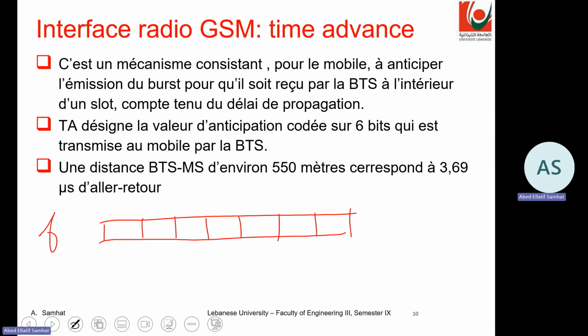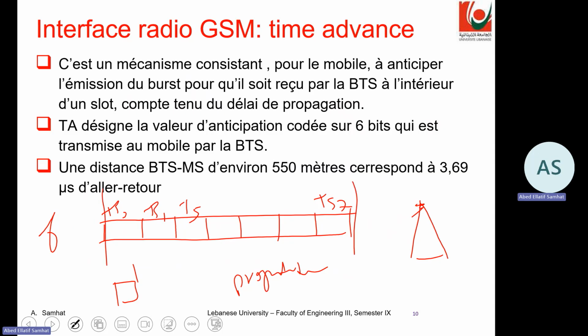At a certain frequency f, we have TS0, TS1, TS2, and so on until TS7. And if we have a base station and a user here, we know that we have a propagation delay, because we are using wireless, so there is some delay even at that level. The duration of the frame and of the time slot is in millisecond, and for the time slot it is in microsecond.